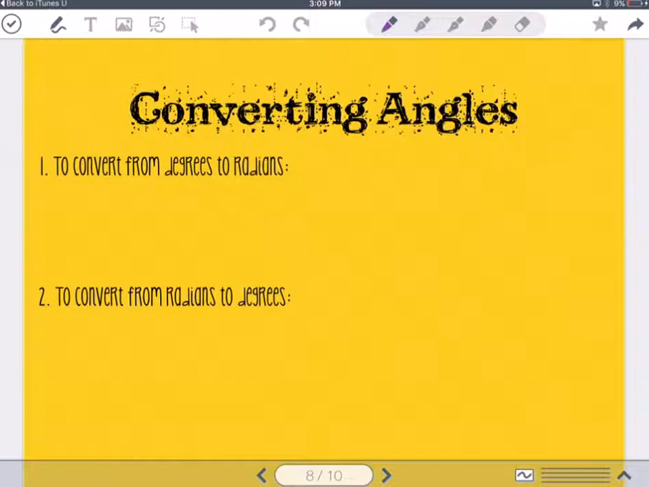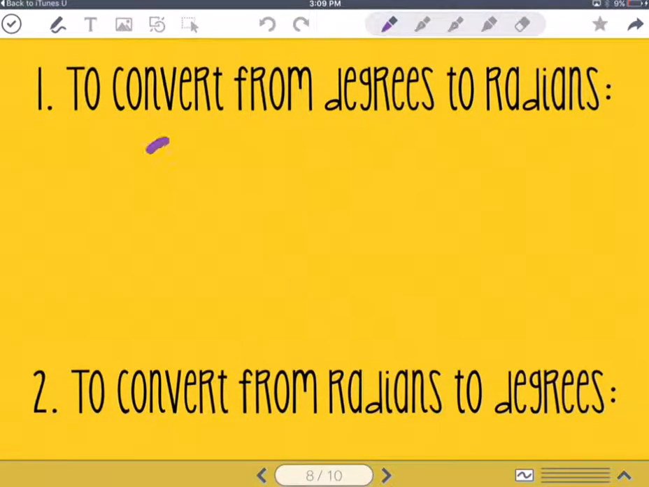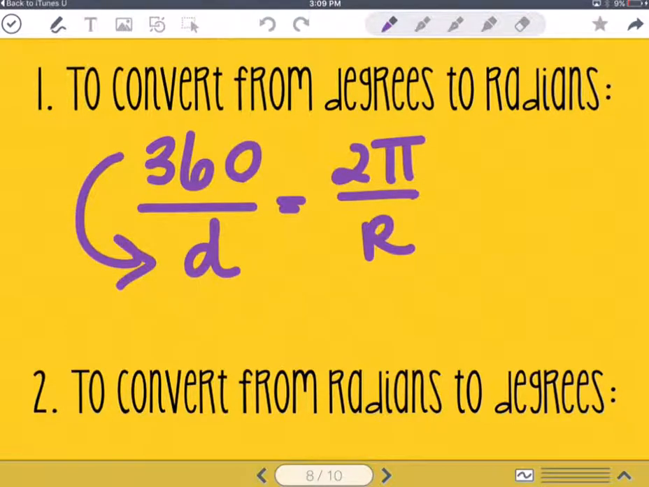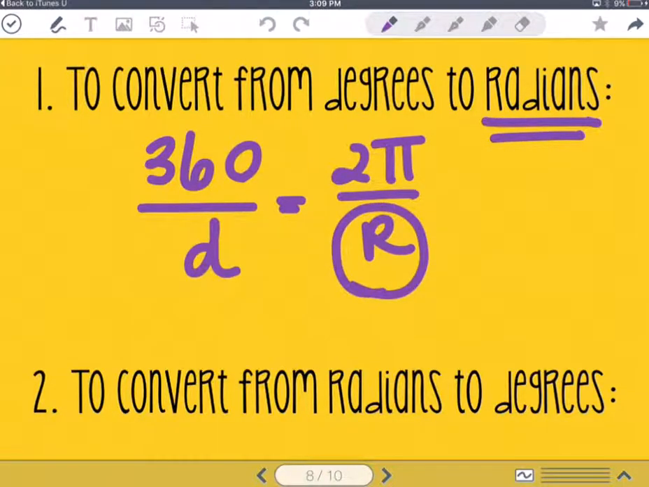Now, converting between degrees and radians. So I'm going to set up a ratio and show you how I get these formulas. So we know that there are 360 degrees, and that's equivalent to 2 pi when dealing with radians. So here's our ratio. So 360 goes to degrees as 2 pi goes to radians. What I'm going to do now is solve for radians. All right, so I'm going to solve for this here.